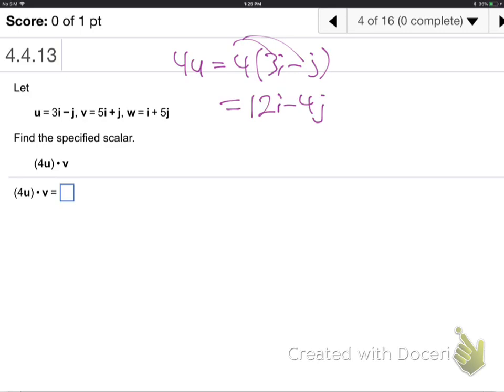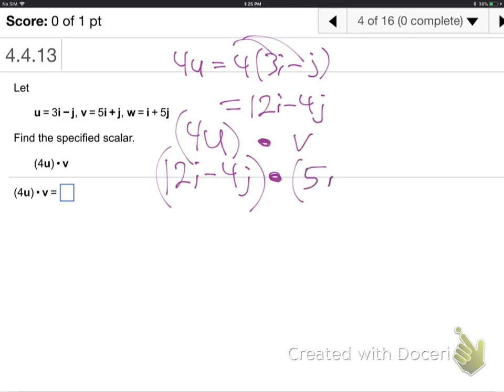So then we take that vector, 12i minus 4j, the 4u vector, and I'm going to dot product it with the v vector. And what's the v vector? 5i plus j. Why'd they give us w? We never even used w in this problem, do we? Just to confuse you. Everybody good so far? I just got 4 times the u vector, going to dot it with the v vector.